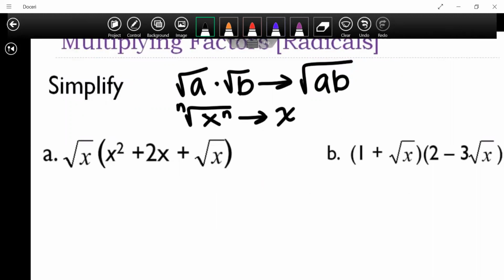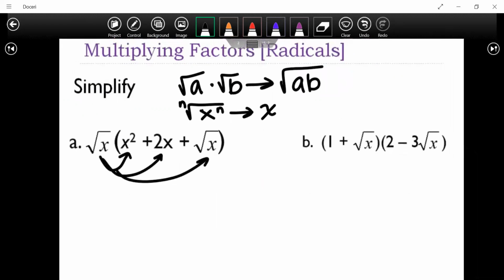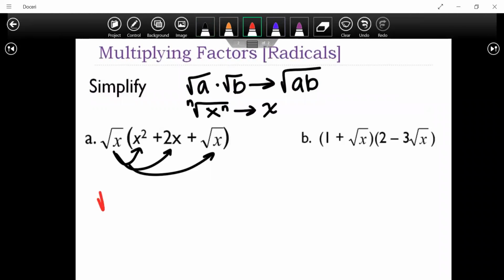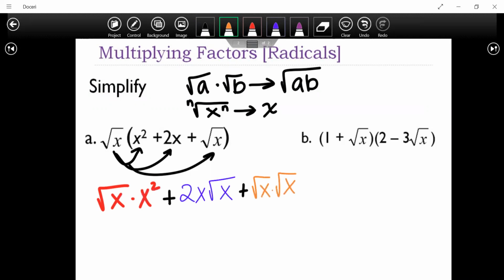When we do this first one, all I'm going to write out is each term. This is going to give me square root of x times x squared. I'm going to rewrite that one. We're going to get plus 2x root x, plus our last one, which is going to be root x times root x. I think we already see that one.